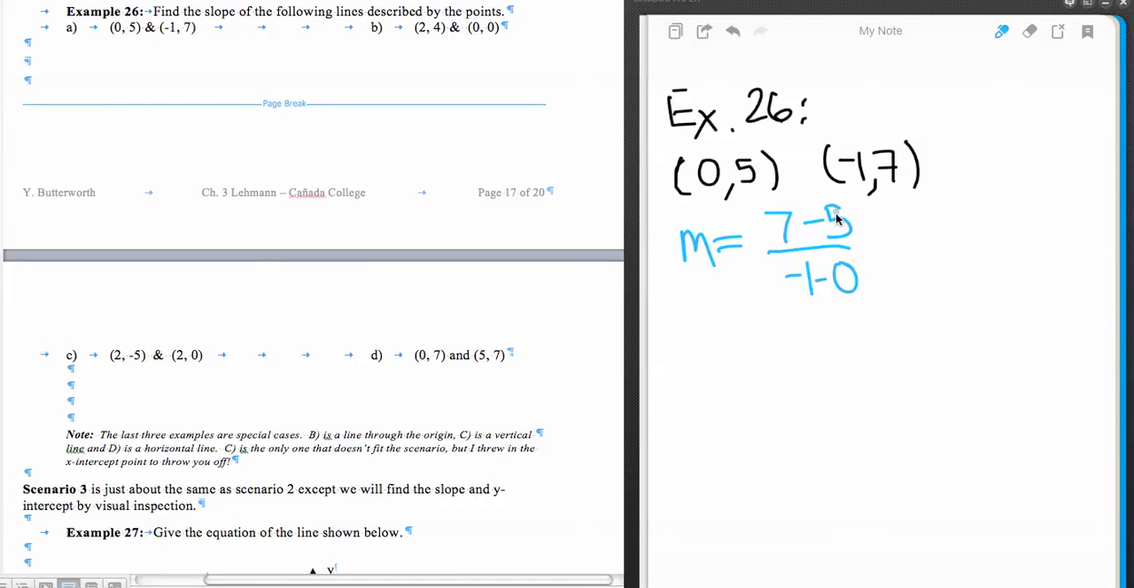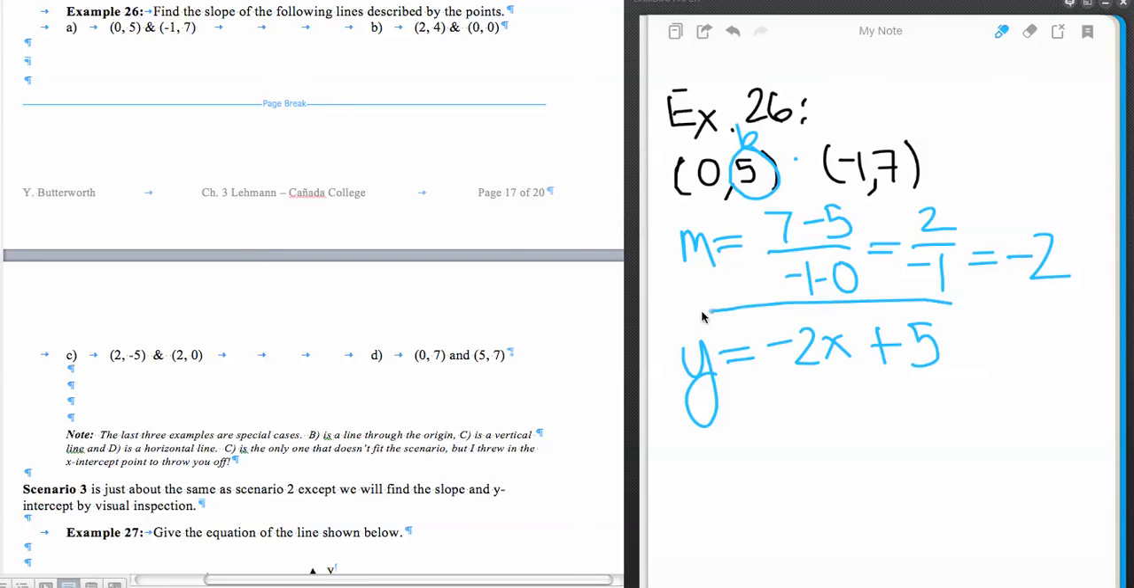Sure, ordered pair. And now we find the slope. That's a 2 over a negative 1. So we can simplify that, remember, to a negative 2. And then we have to be able to recognize that when x is equal to 0, our y is our y-intercept. And so now we can plug and chug. Y equals m, which is negative 2x, plus b, which is equal to 5. And there's our equation of our line.